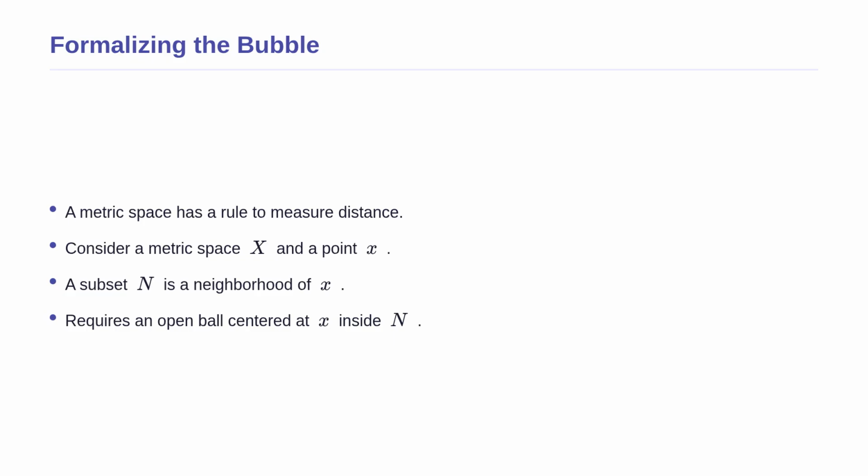Now that we understand the bubble analogy, let us translate it into the formal language of metric spaces. A metric space is simply a collection of points where we have a specific rule to measure the distance between any two points. Suppose we have a metric space X and a specific point x living inside it. We also have a subset of this space, which we will call N. We say that the set N is a neighborhood of the point x if we can find a positive radius such that an open ball of that radius centered at x fits entirely inside N.